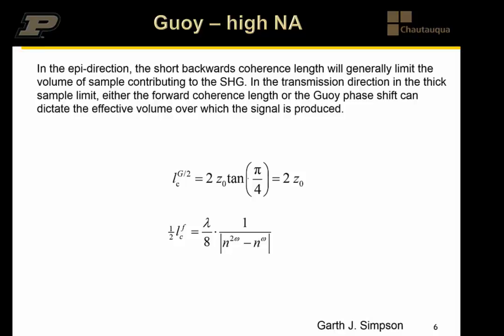Well, in the epi direction, it turns out that this doesn't matter one lick, because in the epi direction, the backward coherence length is almost invariably much shorter than the Gouy phase shift distance. And so all of the backward generated SHG is entirely dictated by the backward coherence length. The key is what happens for the transmission direction, because in there we may have potentially competition between the transmitted coherence length and the effective coherence length arising from the Gouy phase shift.